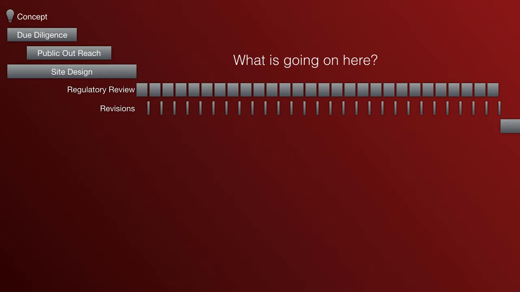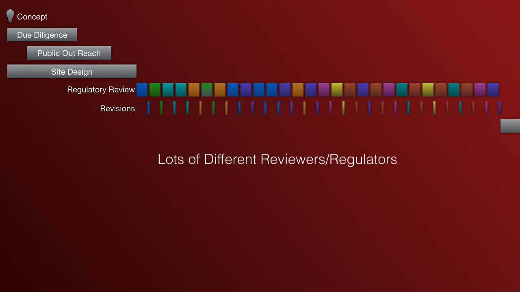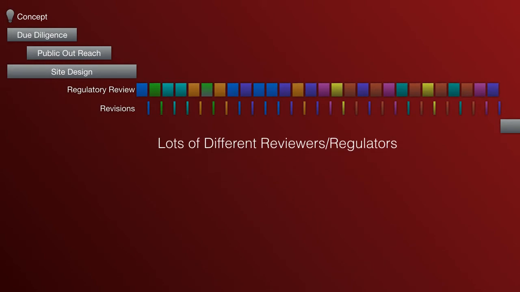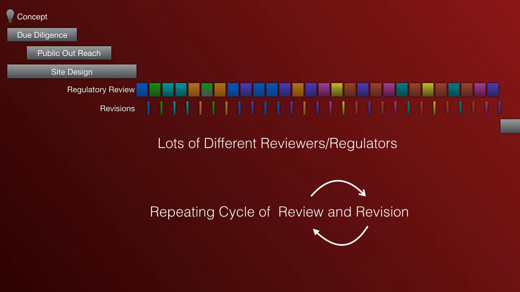Well, what's going on here? Well, for one thing, there are a lot of reviewers. So when you do one revision to your plans, it may affect something that has to go through all of the other reviewers, or maybe just a few reviewers. But what you find is you end up in this cycle that repeats over and over of reviewing and revision and reviewing and revision. And you can't get out of this cycle until every single checkbox on every single checklist from every single review agency is satisfied. And only at that point do they release your land disturbance permit.